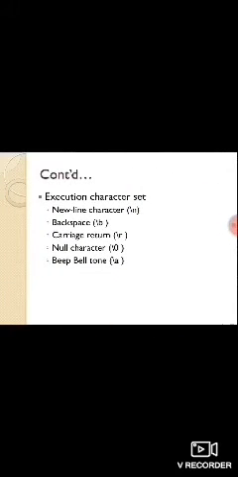Execution character set. Examples of the execution character set are the new line character, represented by backslash n, backspace, represented by backslash b, carriage return, represented by backslash r, the null character, represented by backslash 0, the beep or bell tone, represented by backslash a, etc.